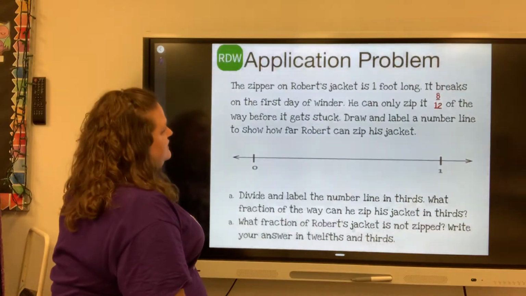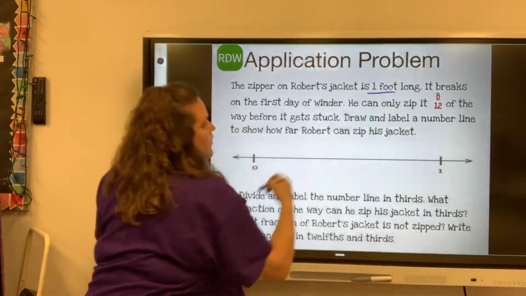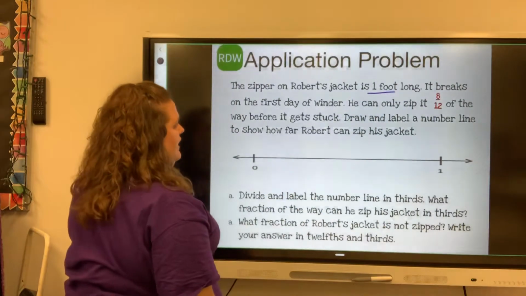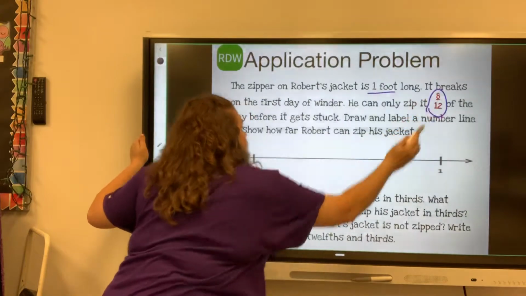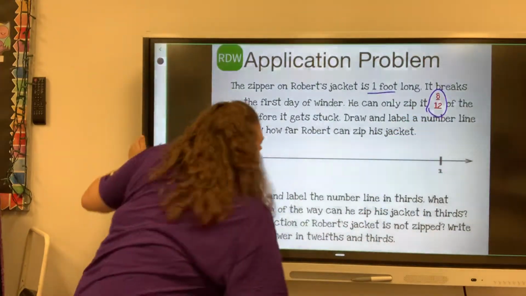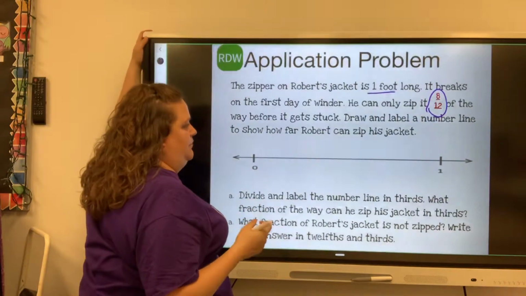So the zipper on Robert's jacket is 1 foot long. So we have 0 to 1. They already did that for us. It breaks on the first day of winter, and he can only zip it to 8/12 of the way before it gets stuck. Draw and label a number line to show how far Robert can zip his jacket.